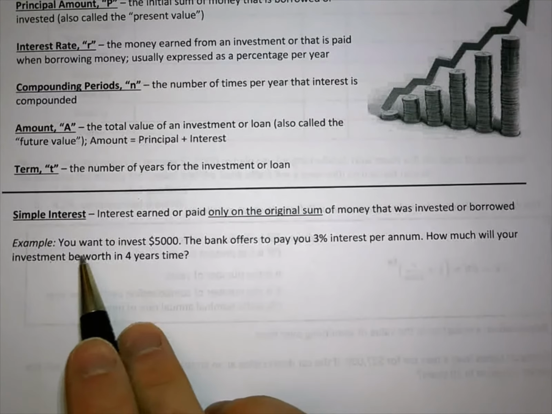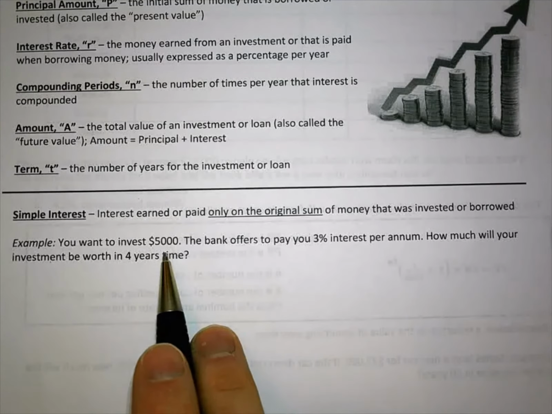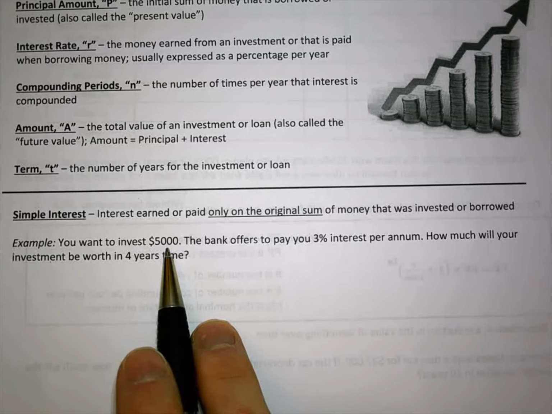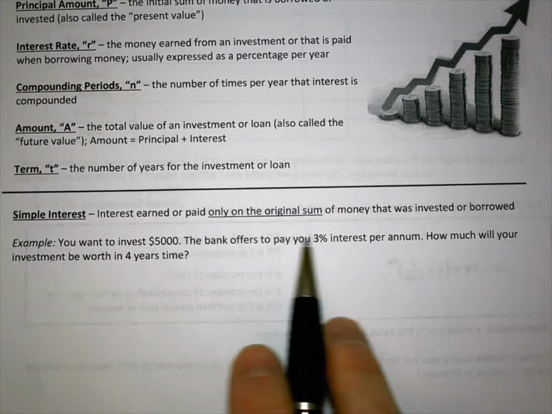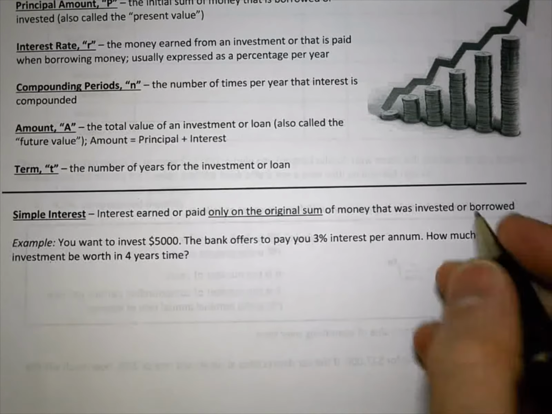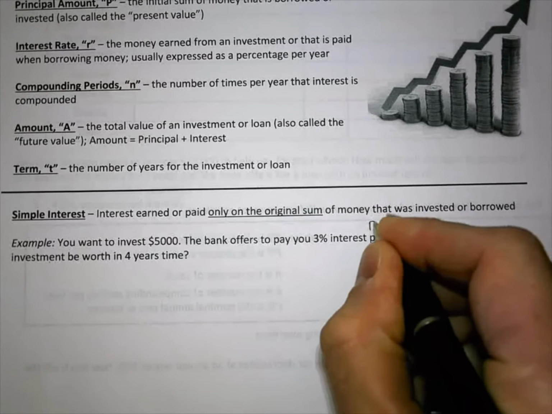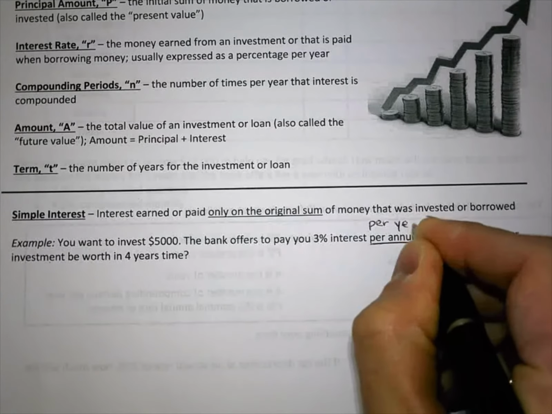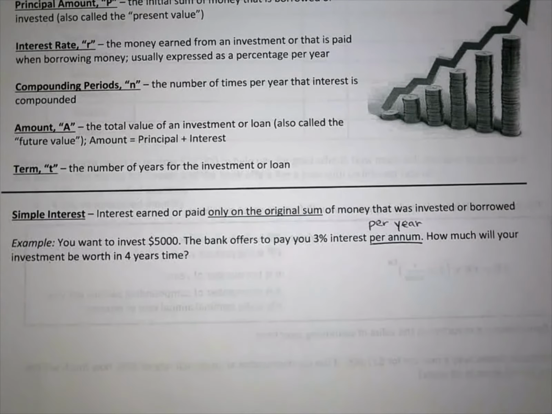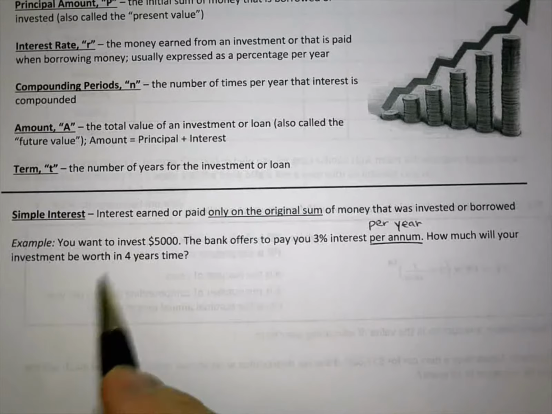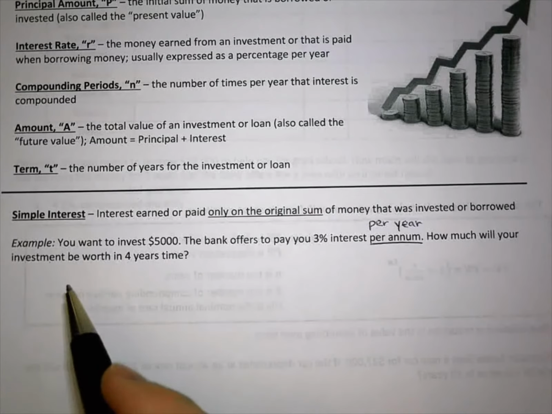So, for example, you invest $5,000. Wow, that's great. You can save it for when you go to university. The bank offers to pay you 3% interest per annum. Now per annum means every year or per year. That's a fancy bank word. So they offer to pay you 3% interest per year. How much will your investment be worth in 4 years' time?